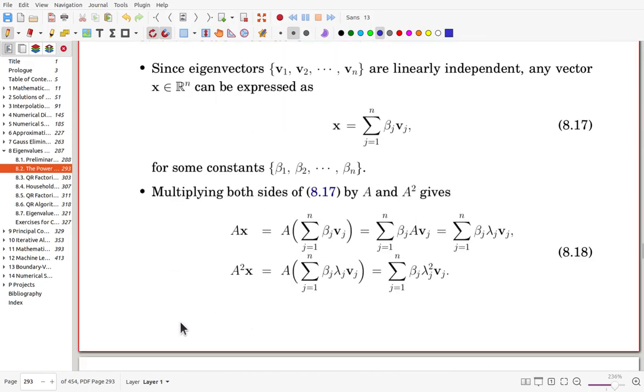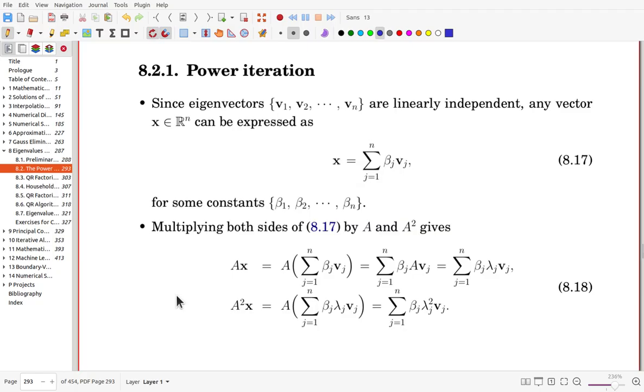Okay, now let's derive the method. We assumed that eigenvectors are linearly independent. It's n-dimensional space, and there are n linearly independent eigenvectors, which means this set is a basis. So for any vector x in R^n, we can express it as a linear combination. So x is the summation of a linear combination of the linearly independent eigenvectors, as is possible with that assumption.